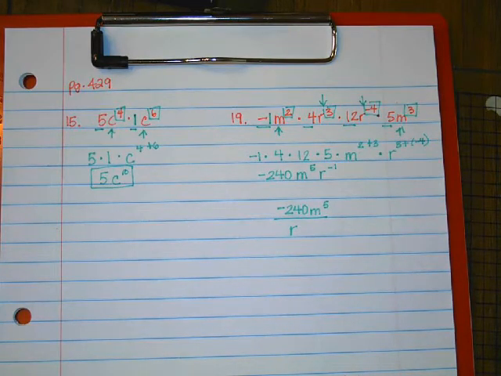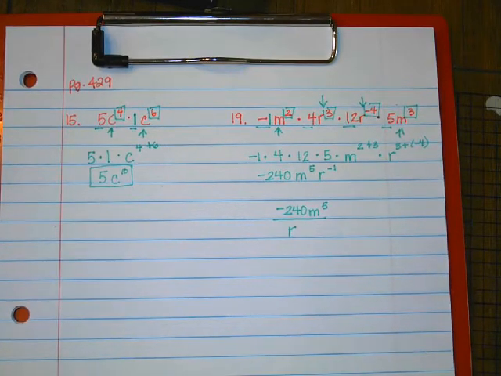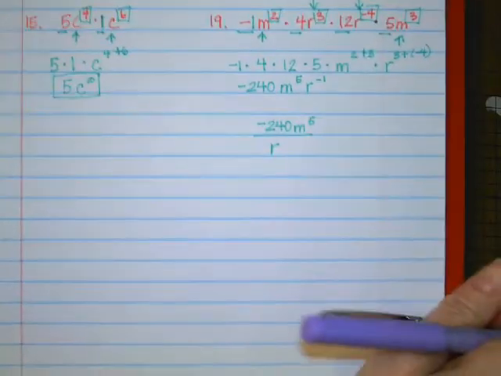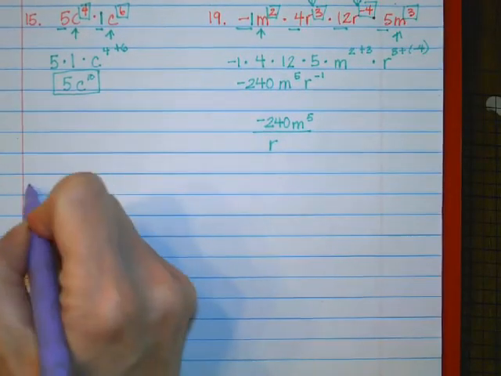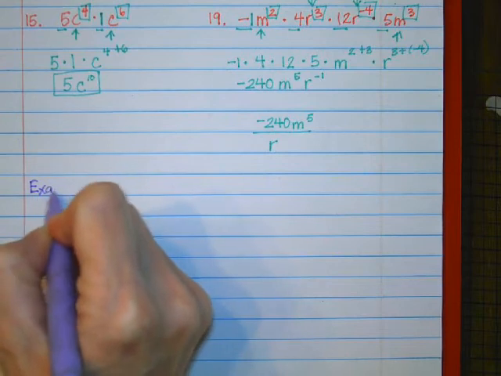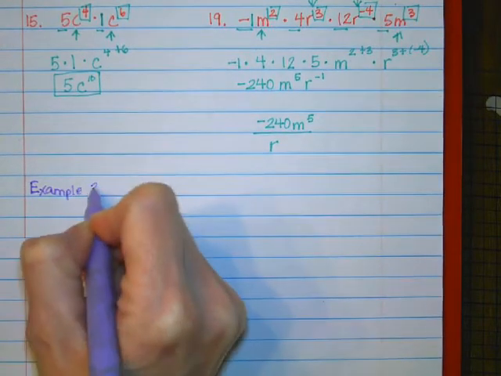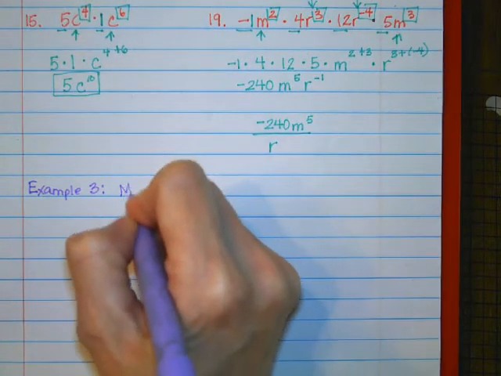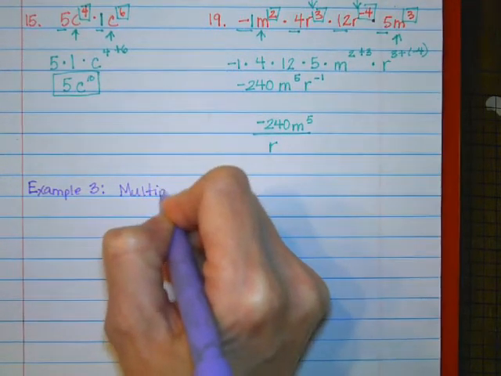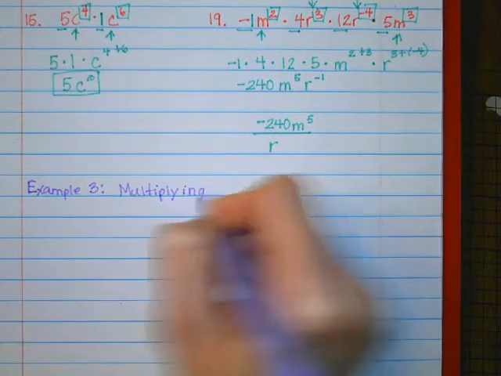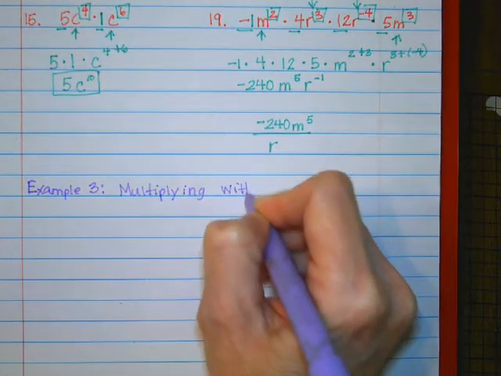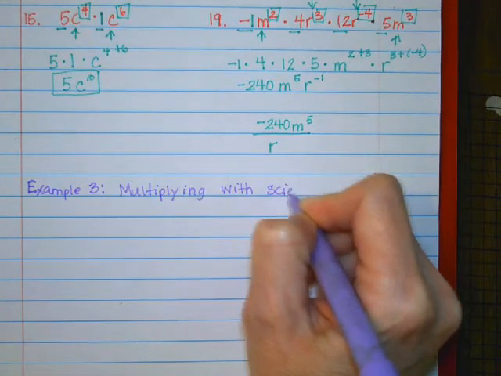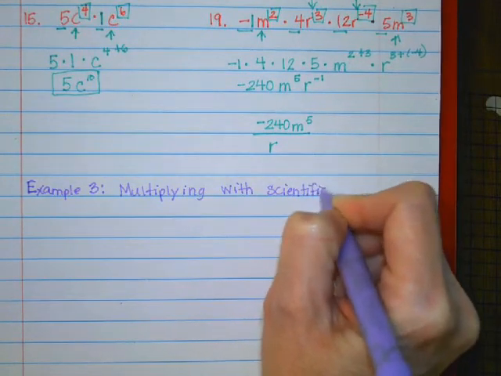All right, so now we're going to move on to our final example. This probably will be the most difficult one that we'll look at today, just because you've got to understand a little bit of information about scientific notation. So example 3, we got to make sure you understand scientific notation. So this is multiplying with scientific notation.